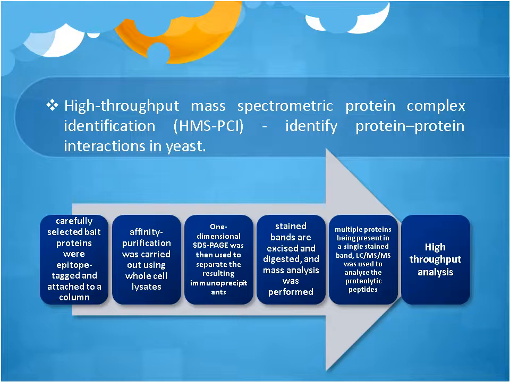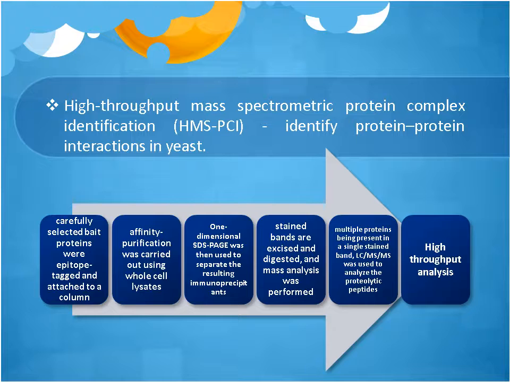In this process, carefully selected bait proteins were epitope tagged and attached to a column. An affinity purification process was carried out using whole cell lysates. One-dimensional SDS-PAGE analysis was then used to separate the resulting immunoprecipitants, and the stained bands were excised and digested, followed by mass analysis. Due to the likelihood of multiple proteins being present in a single stained band, LC-MS was used to analyze the proteolytic peptides and also allows for high throughput analysis.